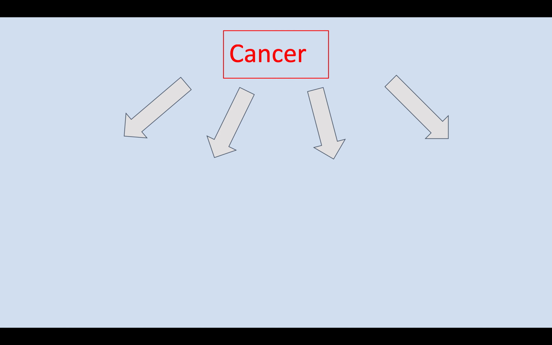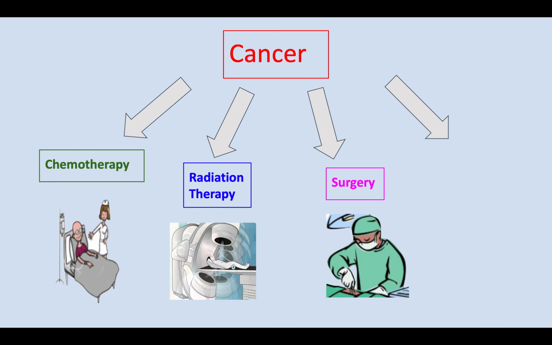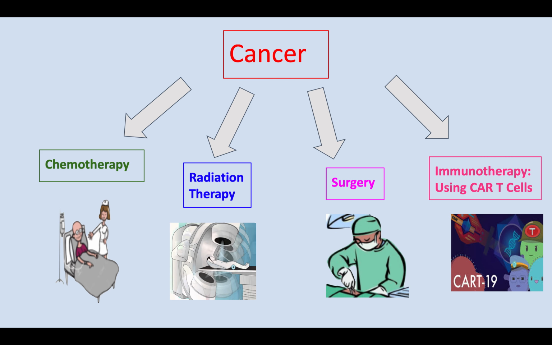Previously, available treatments before the development of CAR T cells had severe side effects and lower efficacy. These included chemotherapy, radiation therapy, and surgery. Lucky for John, he is able to receive CAR T immunotherapy.